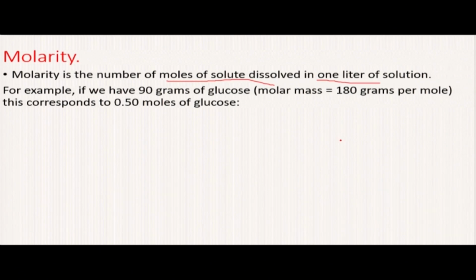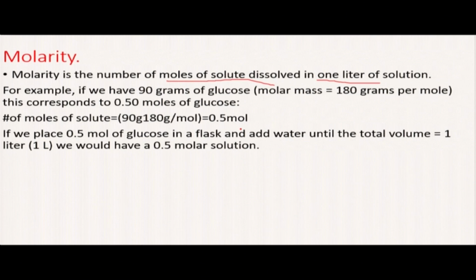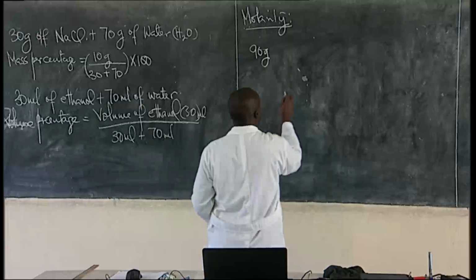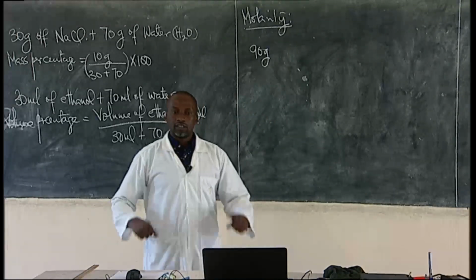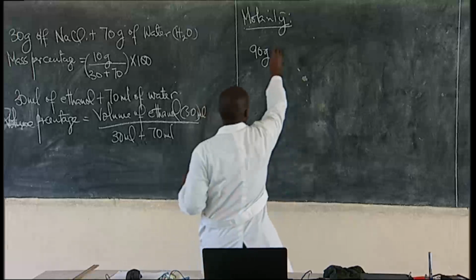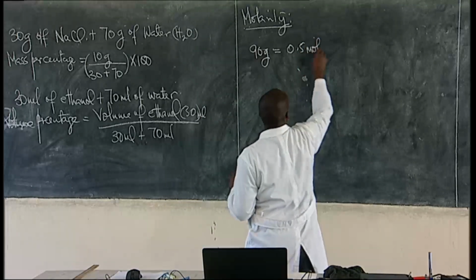How do we get that? How do we know that it is 0.5? You know the number of moles from your senior 2. We said the moles of the solute dissolved in 1 liter of the solution. That is very important. So 90 grams is equivalent to 0.5 moles of the solute. If you weigh exactly 90 grams, this is equal to 0.5 moles.